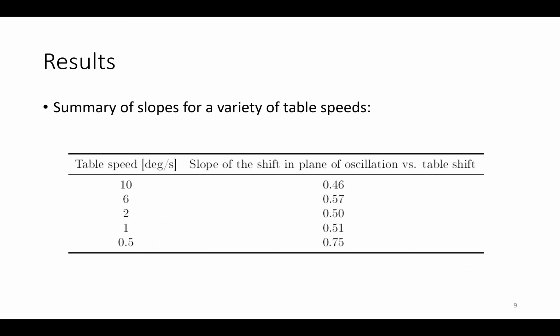This experiment was performed with different table speeds. You can see that the slopes are close to the expected value of 0.5, with the exception of the slowest table speed. This last result differs as its smaller Foucault effect is dominated by parasitic asymmetries in the construction.